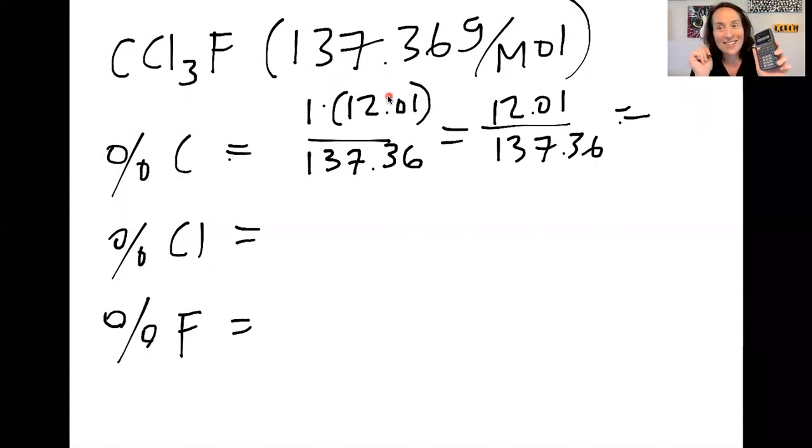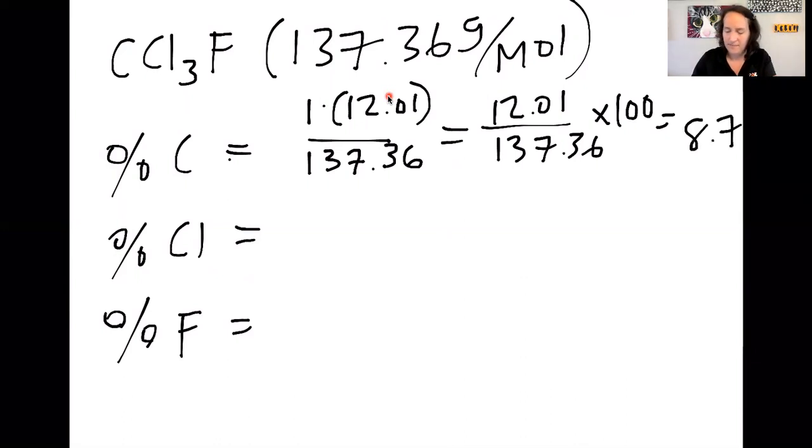And since it's a percentage, I almost forgot. When we do percentages, don't forget, after you find that value, you need to multiply that by 100 to get us to our percentage. So times 100 equals 8.7%. All right, so the percent of carbon is 8.7.